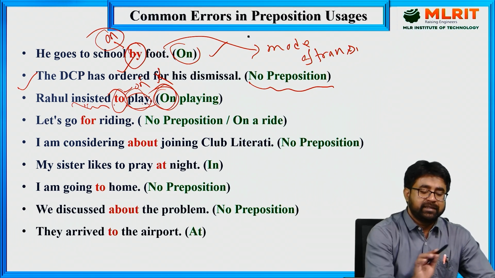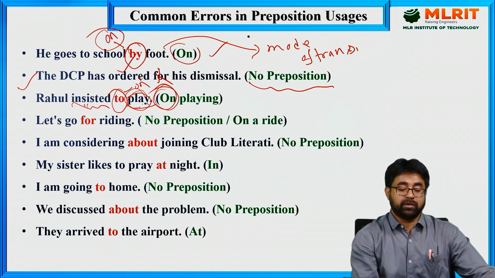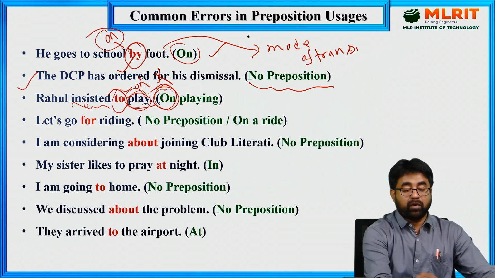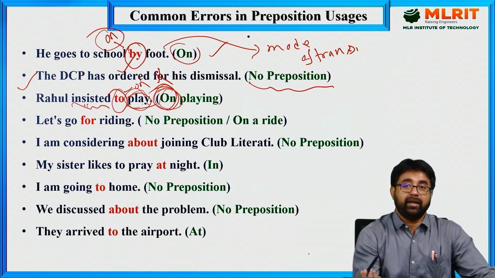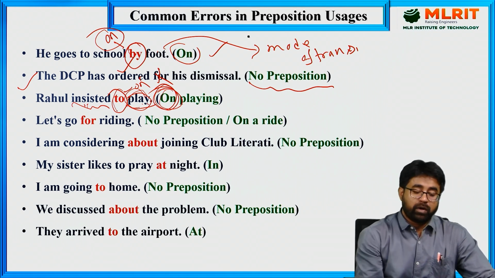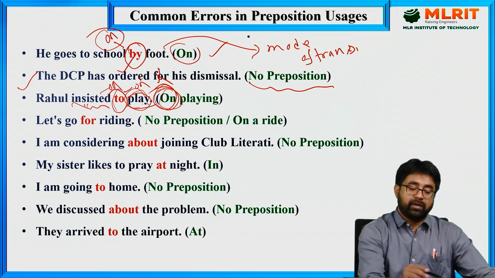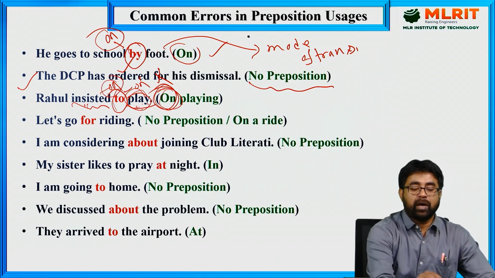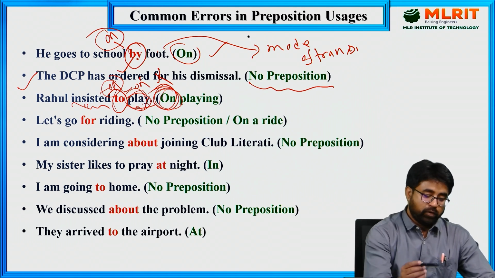Apart from changing the preposition, you need to change the structure of the sentence also. Why? Because after on, you cannot use the main verb play. You cannot say Rahul insisted on play. That would be wrong. Insist will always take the preposition on, and because the preposition is on, you always have to use the ing form of the main verb. Fine. I hope it's clear now.